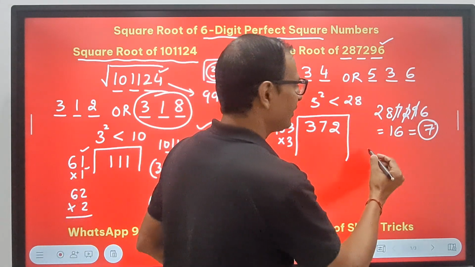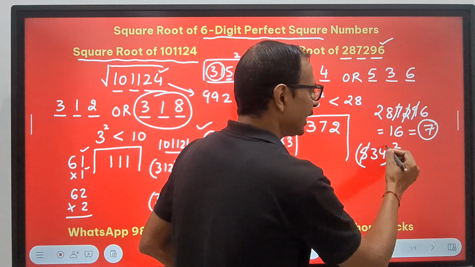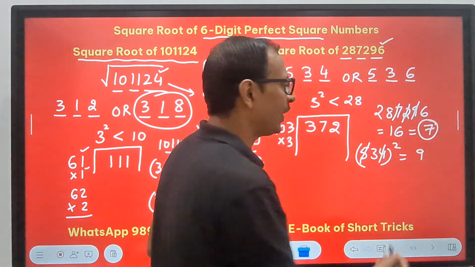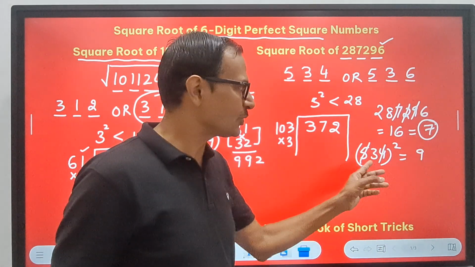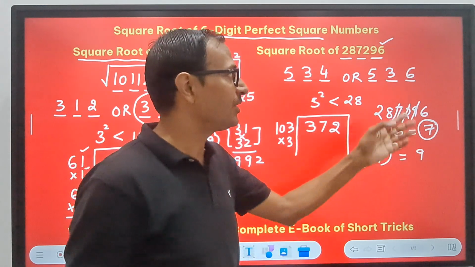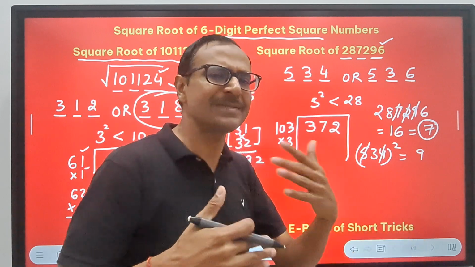Now let's check 534 square. 5 plus 4, 9. I can cancel that. 3 square is 9. Oh, I got a different digit sum. So 534 cannot be the answer. And so my answer should be 536. Job done. But let's verify.